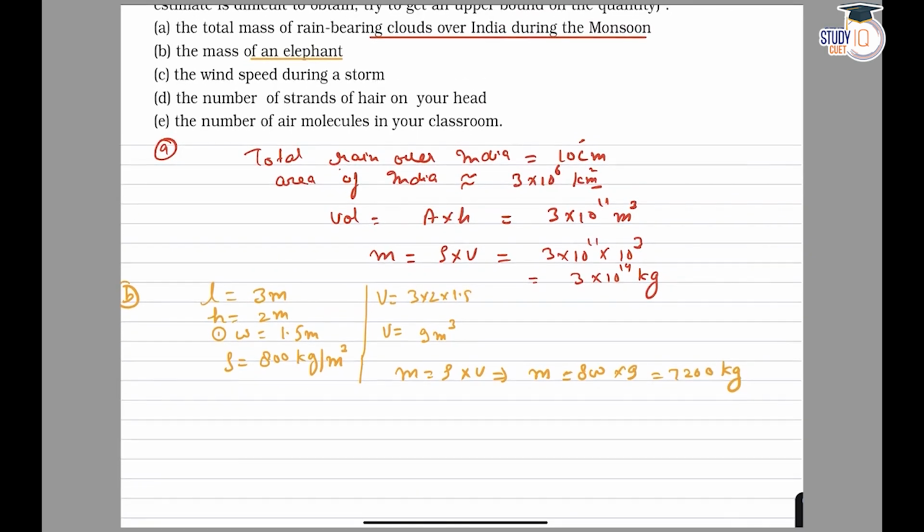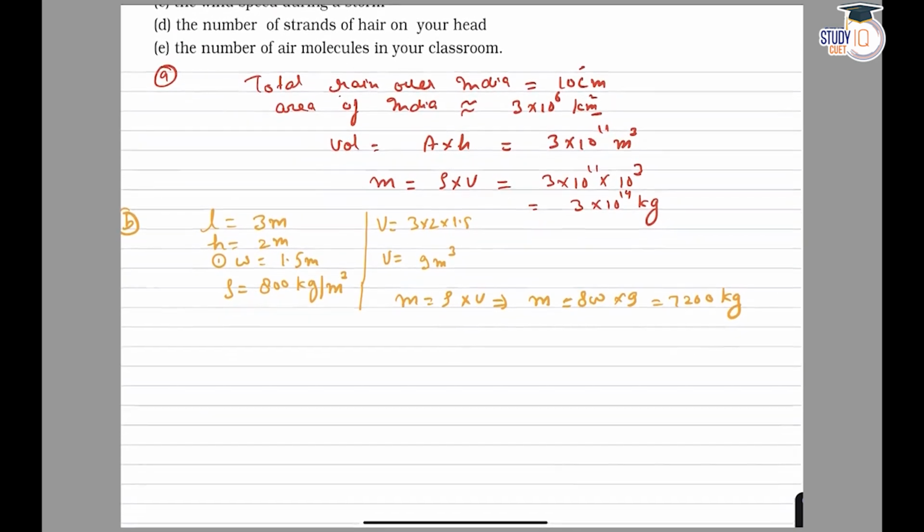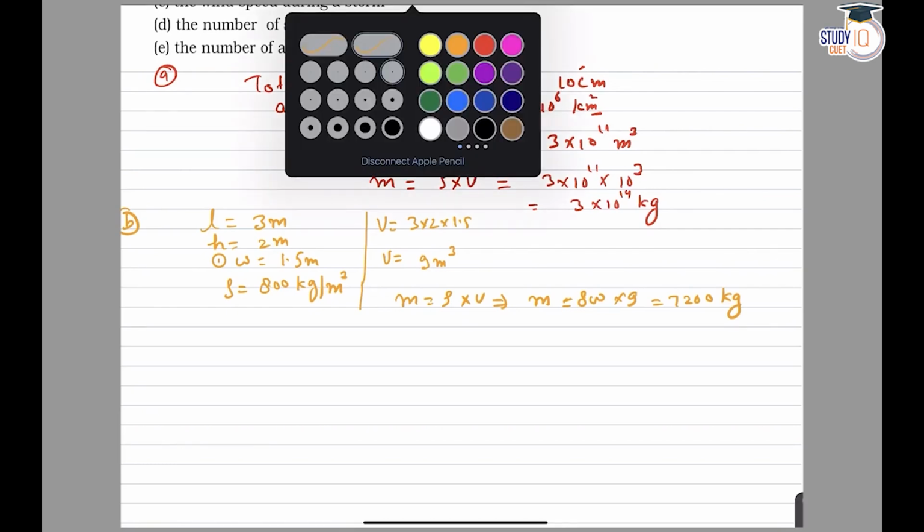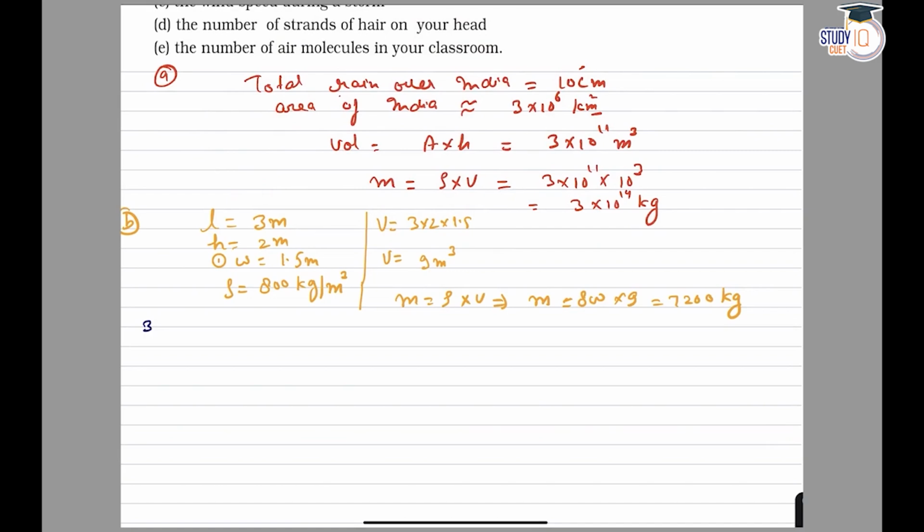Moving to the third part, which is C, here we are supposed to find the wind speed during a storm. So let's say we have two cities which are separated by a distance of 200 kilometer. This is city B and this is city A, and the storm is moving in this direction with a speed V.